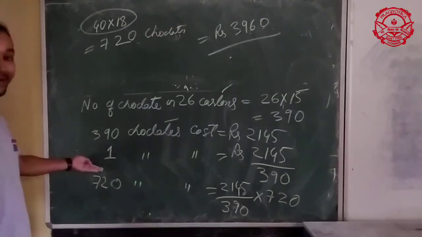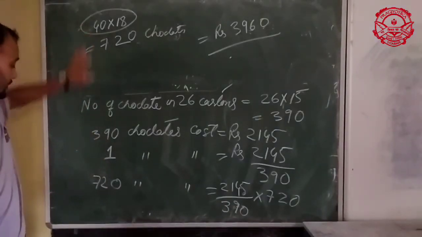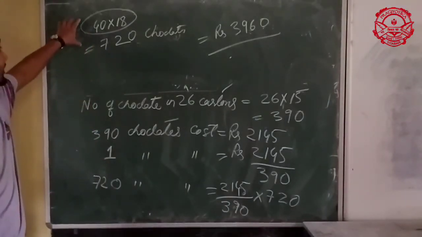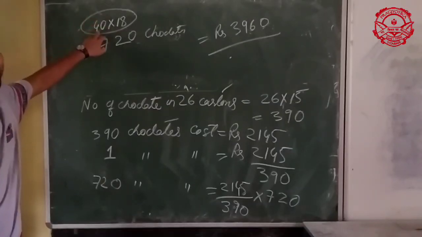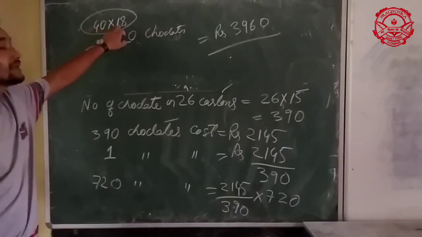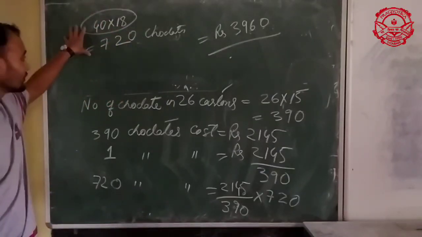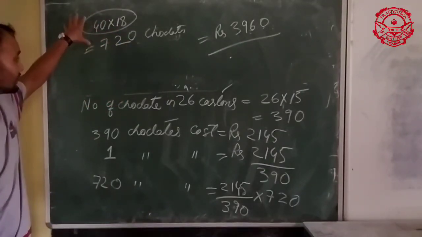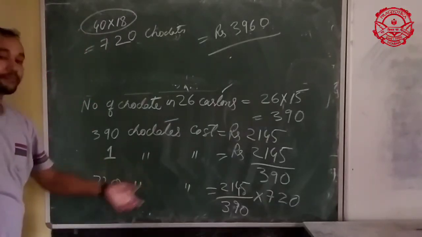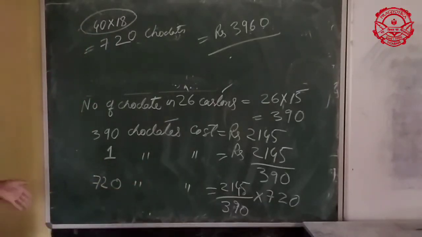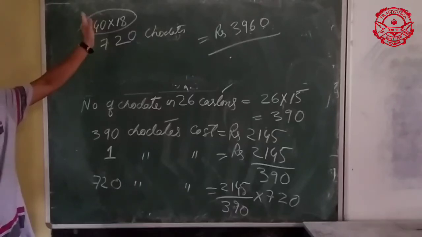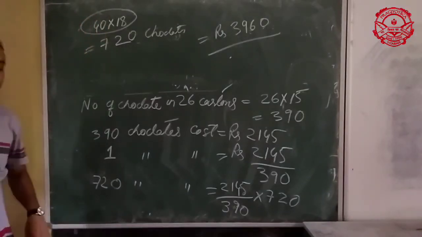Or you can add one line here: the number of chocolates in 40 cartons consisting of 18 chocolates each. Instead of writing this, I can do this in rough also. I have done this in rough and added the part. Ultimately, we have to find the cost of these 40 cartons consisting of 18 chocolates.